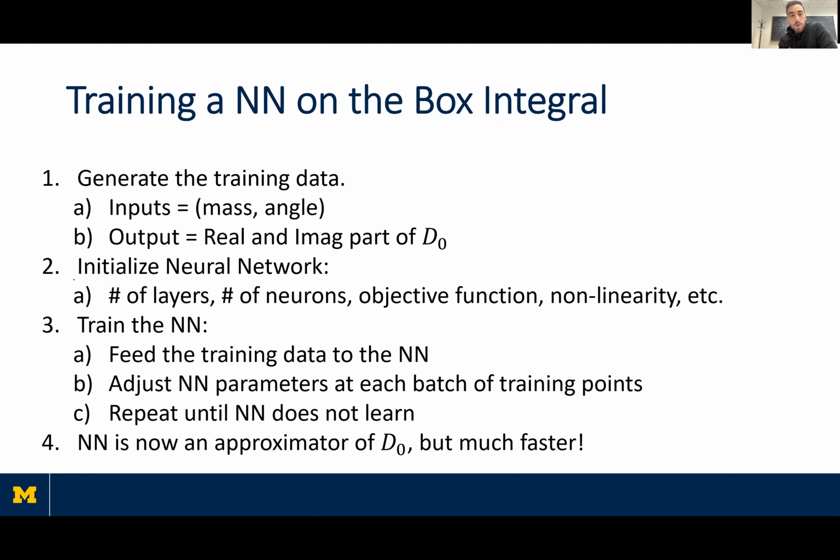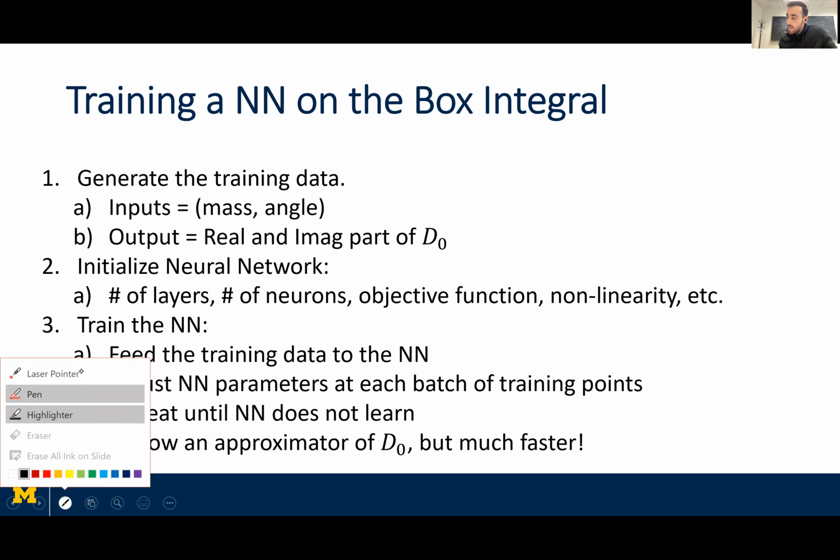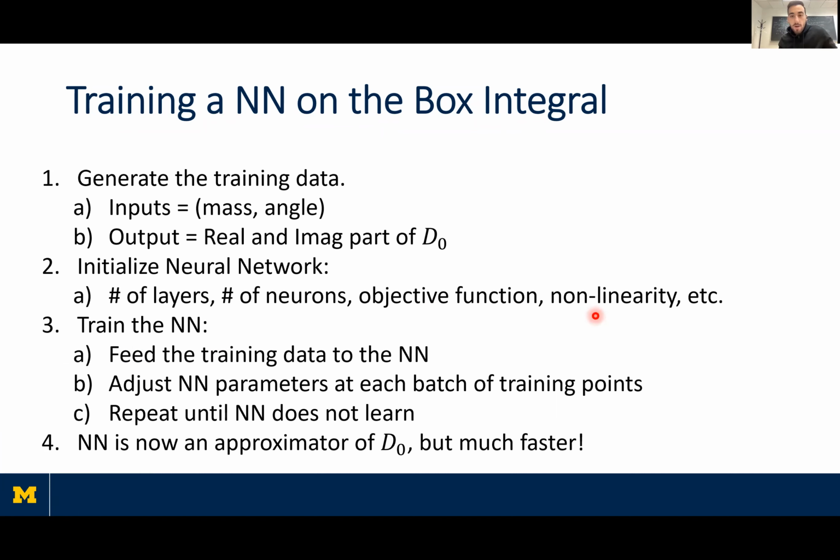In part 2, you're going to initialize your neural network. So that means you're going to decide how many layers you want, how many neurons you want. You're going to decide what the objective is going to be. You're going to decide what nonlinearities you're going to use. I didn't really touch upon these. They're not really that relevant here. But basically, you have to decide on your neural network architecture.